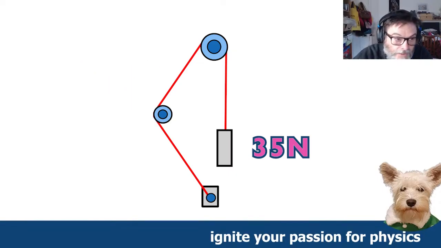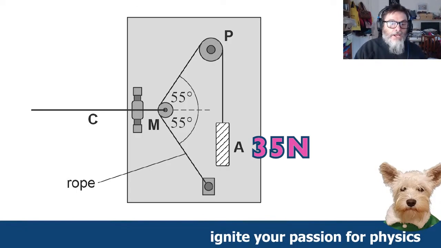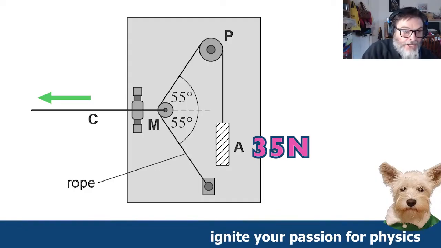So that means that all along this line the tension is the same all the way because it's one piece of wire. Right, and we're asked to find what is the tension in C. Take out a triangle and try and draw this out.